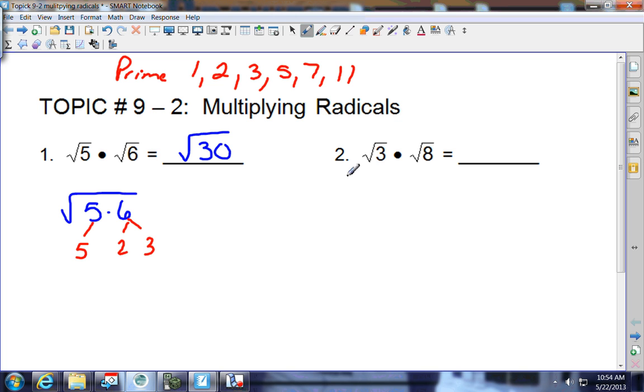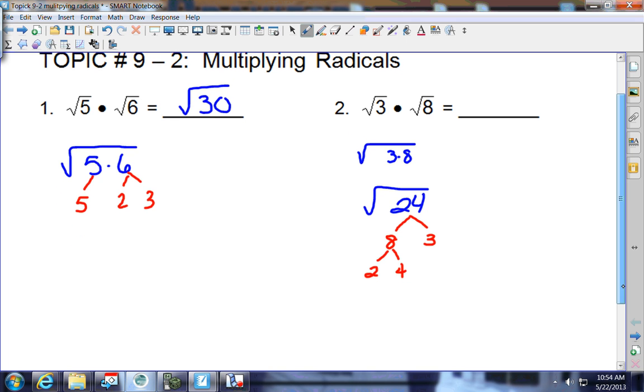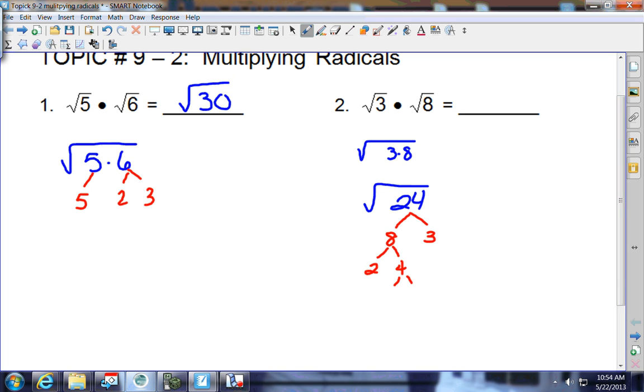So, right here, I can multiply 3 times 8. They're both underneath the square root sign. 3 times 8 is 24. Now, let's look at 24. If I split this up, I could do 8 times 3. You could have done 6 and 4. It doesn't matter. I'm just choosing 8 and 3. 3 is prime. Now, 8 splits up as 2 times 4. 2 is prime. 4 is not. 4 splits up into 2 times 2.